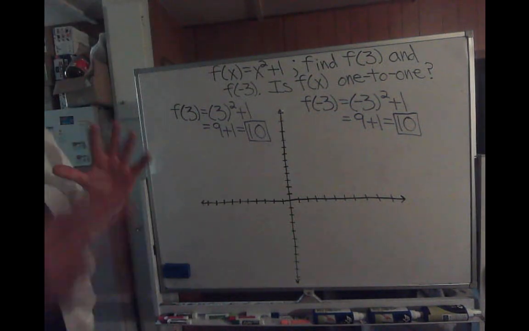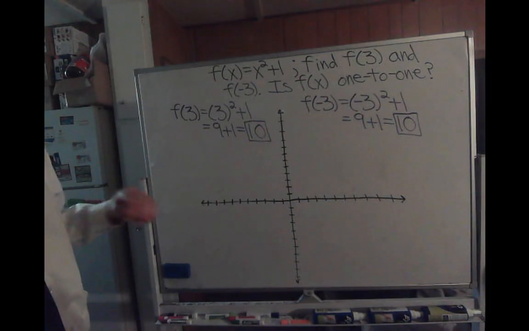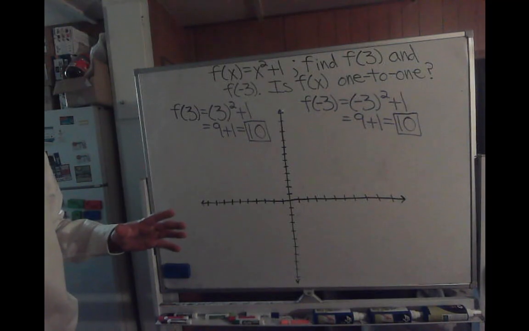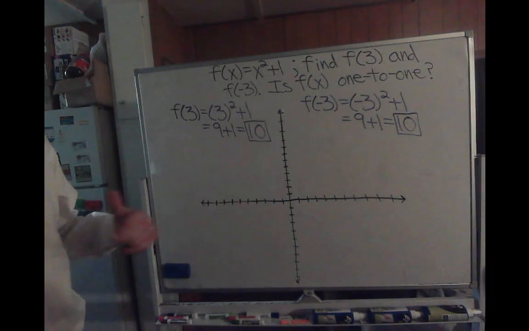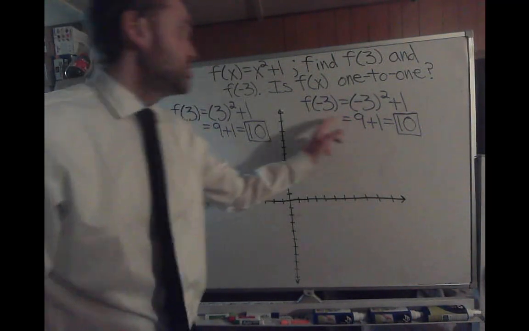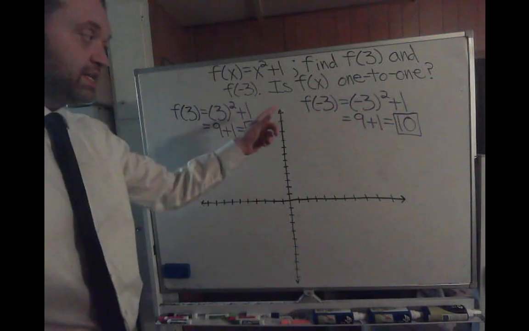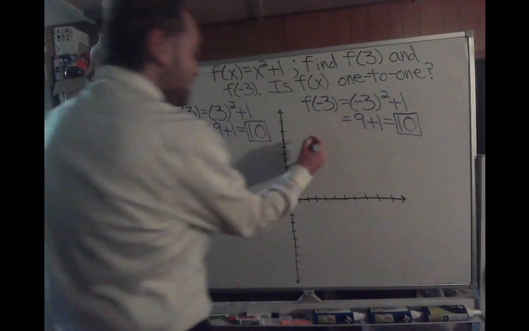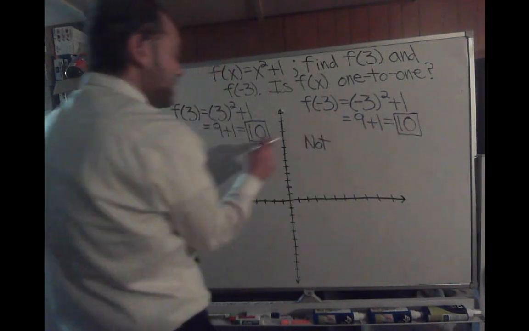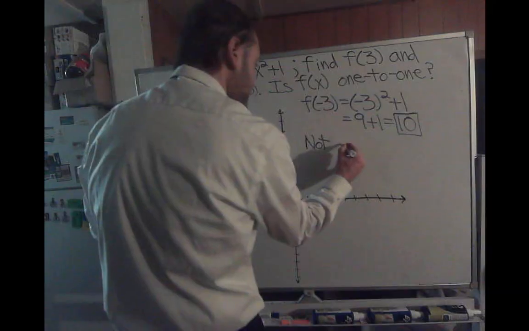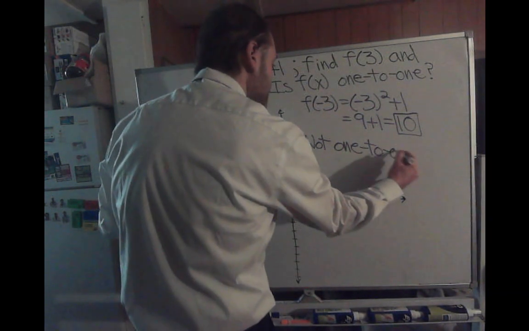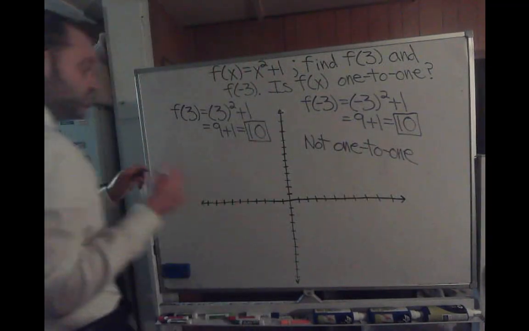So granted, this is a function. You have two separate members of the domain that have one value in the range. However, this value of the range, 10, has two values in the domain, both plus and minus 3. Therefore, this is not one-to-one, since that value of the range, 10, has two members of the domain, 3 and negative 3. So this is not a one-to-one function.